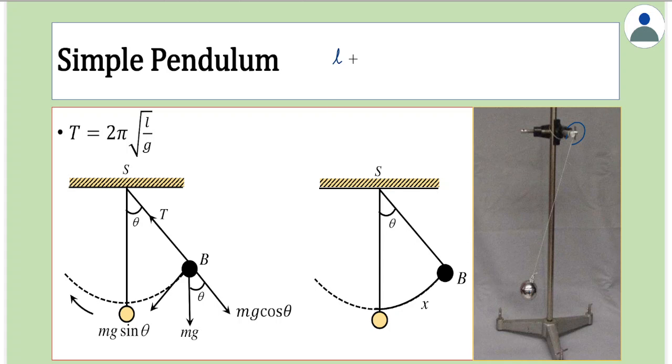So this l would mean the length of the string plus the height of the hook plus the radius of the bob. So it will be the bob radius. This is called the length of the pendulum. That's what small l is.